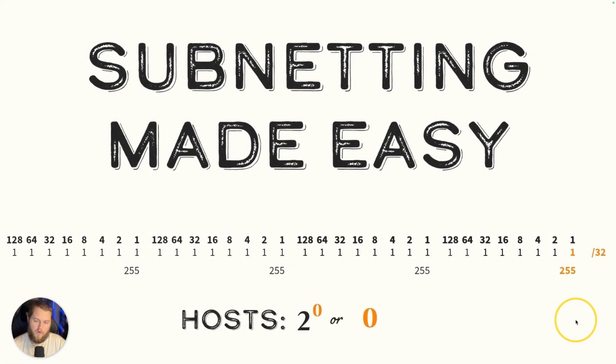Whenever we turn our bits to a 0, you see we start to gain hosts. And hosts are just the number of devices you can have on a particular subnet. So in this case, this would be a /28, and then you have 240. In this case, you're going to have 256 hosts in the end.